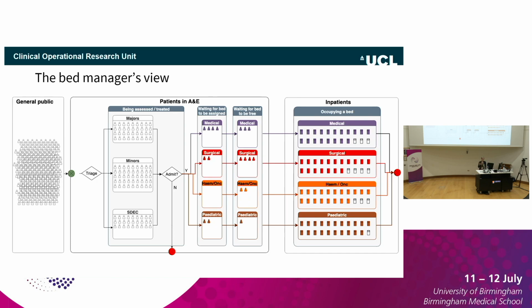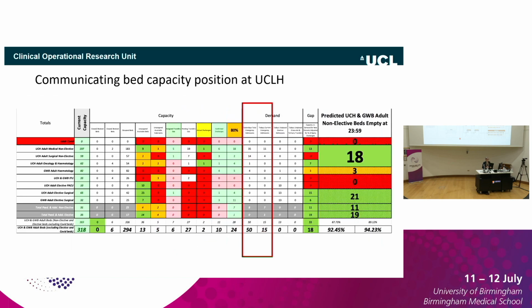Craig's view would be that he can see the people who are waiting for a bed to be assigned. He can see the people who have a bed but are waiting for it to be made free because it could be still occupied, or it could be waiting to be cleaned or waiting for portering. And then you can see the view of the hospital by specialty and see where the available beds are. This is not an unrealistic picture, where you've got many fewer available beds than you've got people waiting for them.